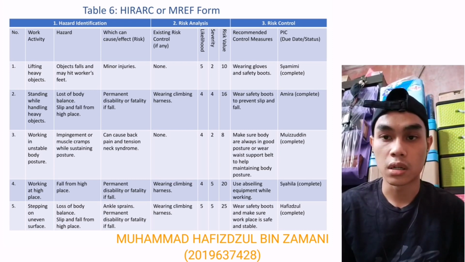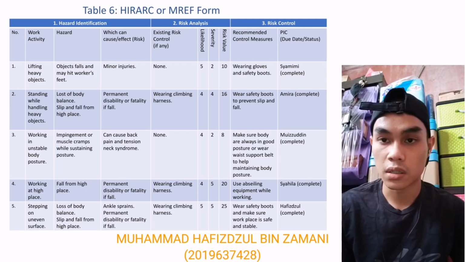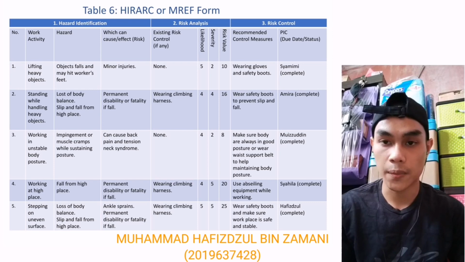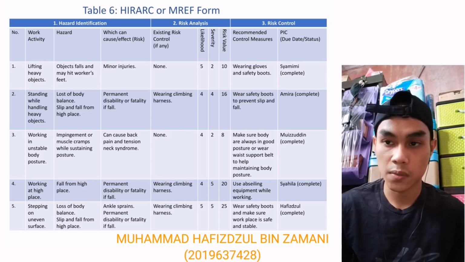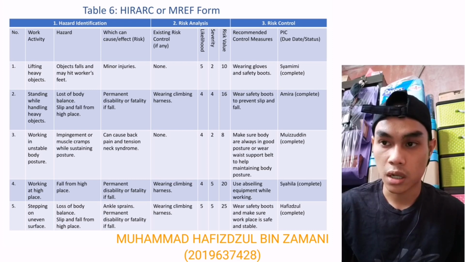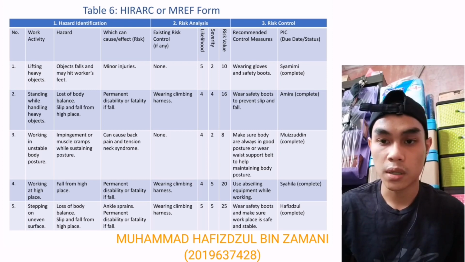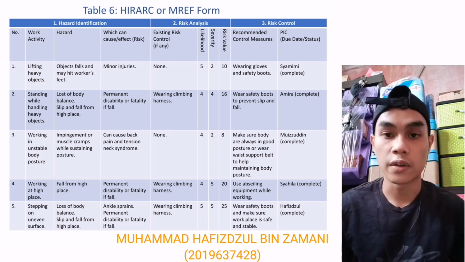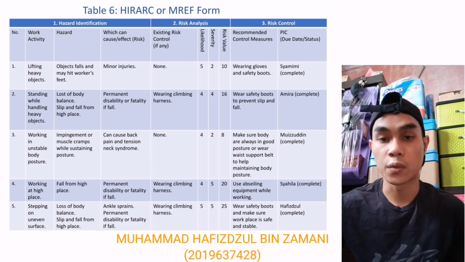Next is working in unstable body posture. This activity has scored the likelihood of 4, the severity of 2, and the risk value of 8. The second last activity is working at high place, which scored the likelihood of 4, severity of 5, and risk value of 20. The last one is stepping on uneven surface. This activity has scored the likelihood of 5, the severity of 5, and the risk value of 25.